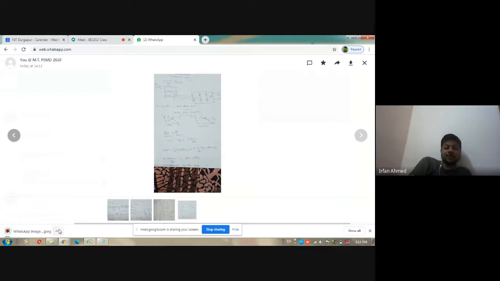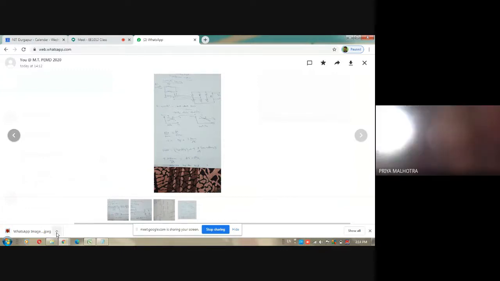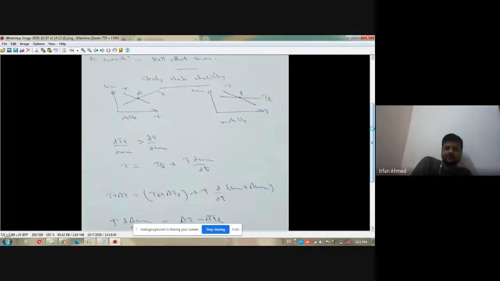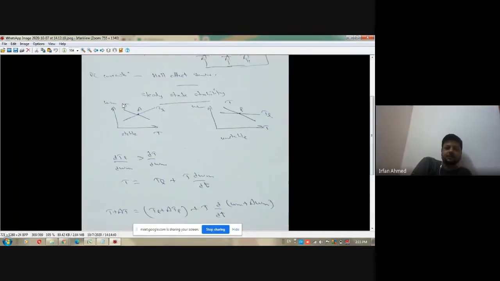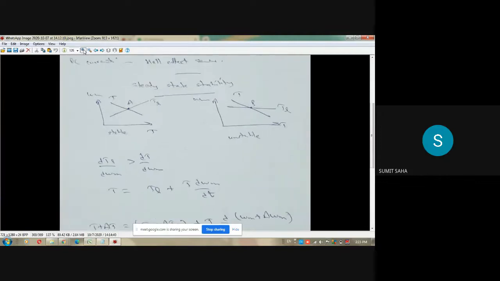Priya Malhotra, whatever you are thinking, you should do turning off your. Okay, sir. Okay, can you see this diagram clearly? Sumit? Yes, sir.